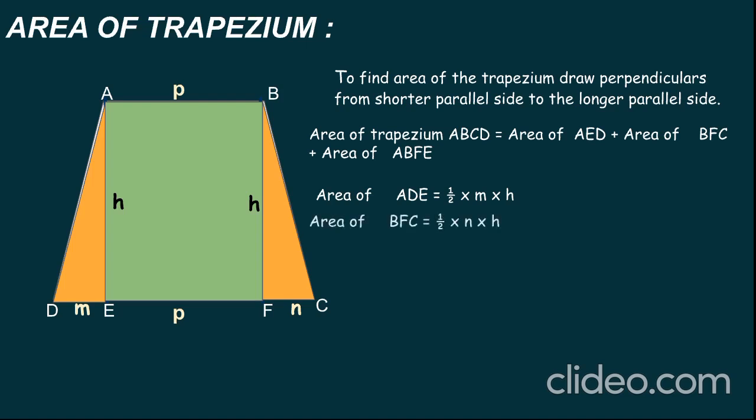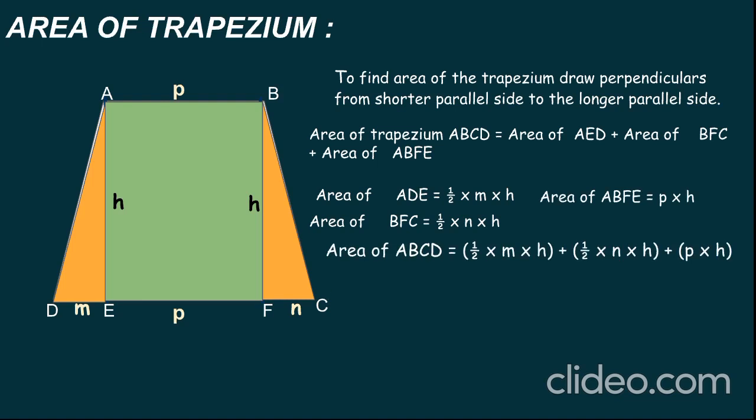And area of triangle BFC is equal to half into FC into BF, but FC is being replaced by N and BF is being replaced by H. So area of the rectangle ABFE is equal to P into H. So area of trapezium ABCD is equal to sum of all these areas, half into M into H plus half into N into H plus PH.